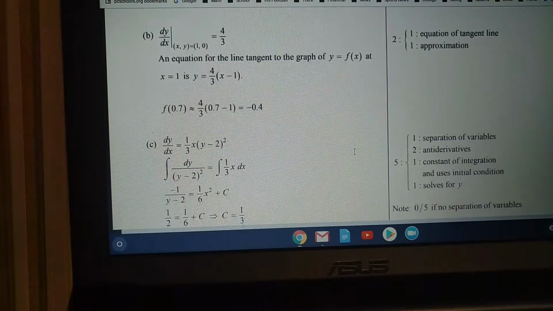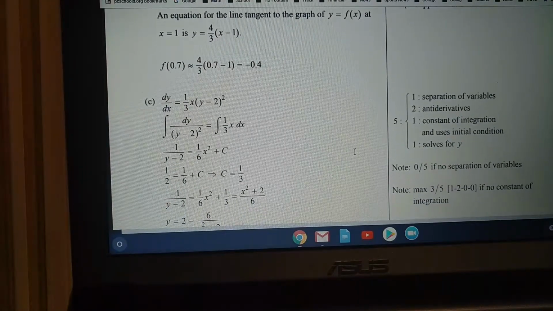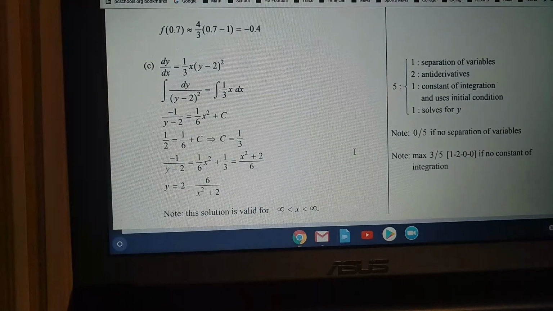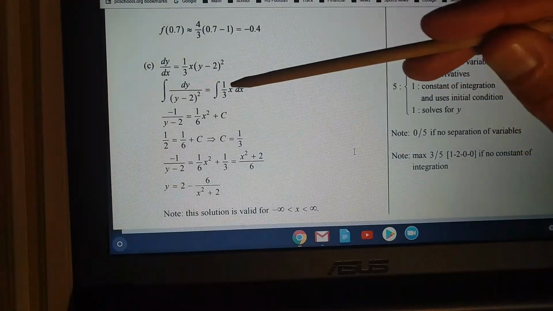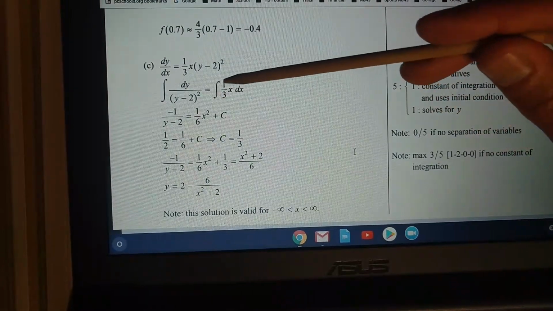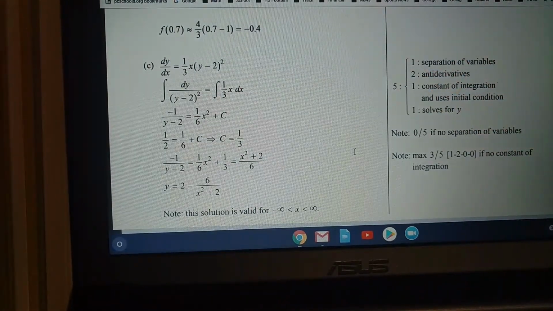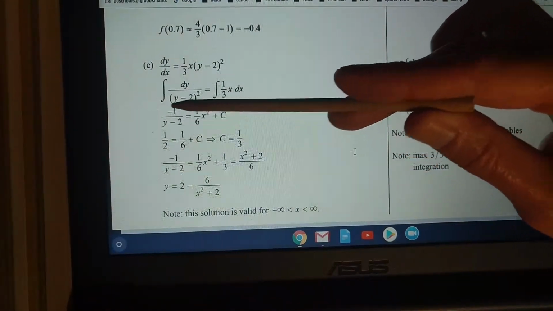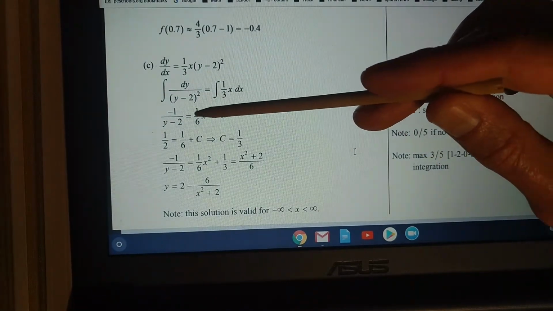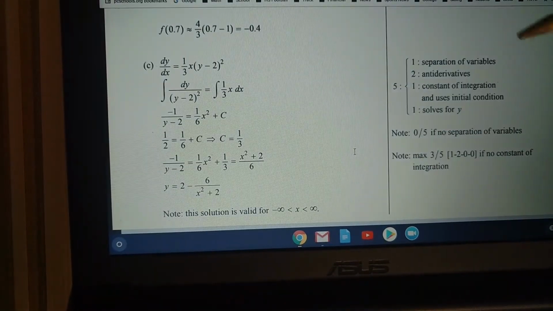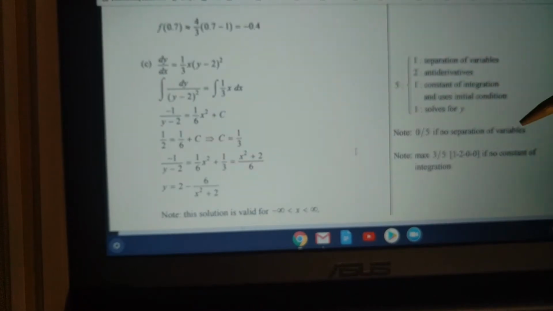For part C, we have our solution to our separable differential equation. So you should be getting pretty good at grading these by now. So you get 1 point if you separate your variables. So we see the separation of variables right here: the dy over y minus 2 squared and the 1/3 x dx. That gets us 1 point. If we take correct antiderivatives, so we get this negative 1 over y minus 2 and this 1/6 x squared, that gets us 2 points, 1 point for each antiderivative. And then our plus c here gets us another point.